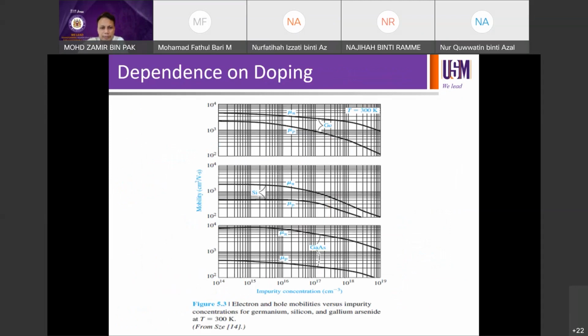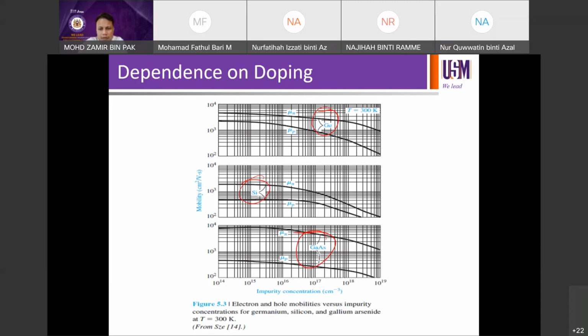So now is a dependency of mobility of your carriers for both electrons and holes. Both are plotted for three different semiconductor materials against impurity concentration, or against doping, if you like. So here we're talking about germanium, silicon, and gallium arsenide.